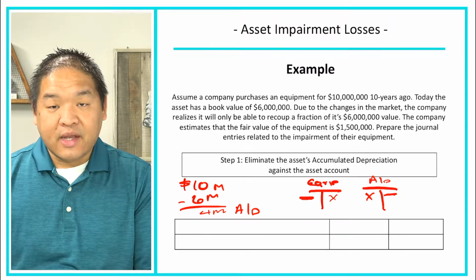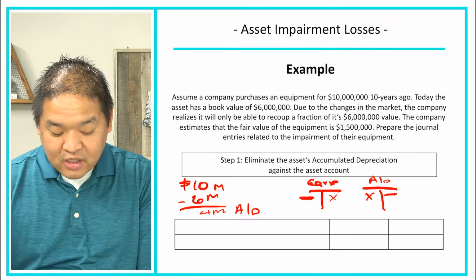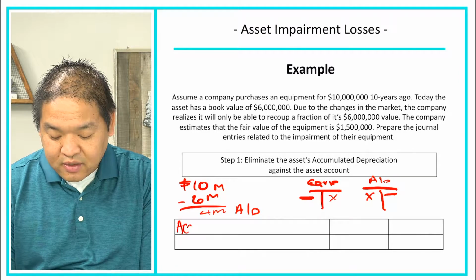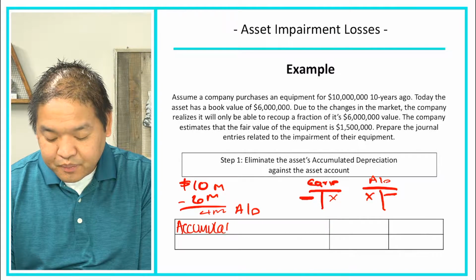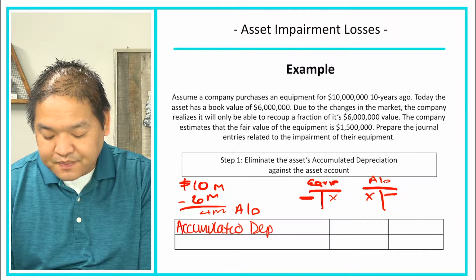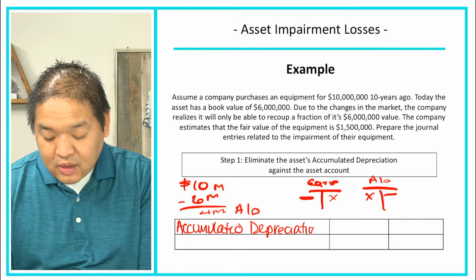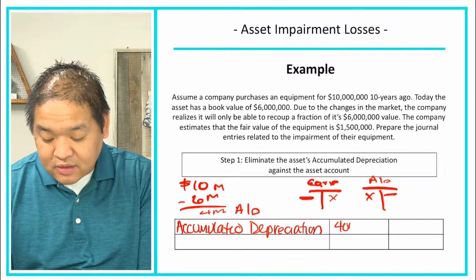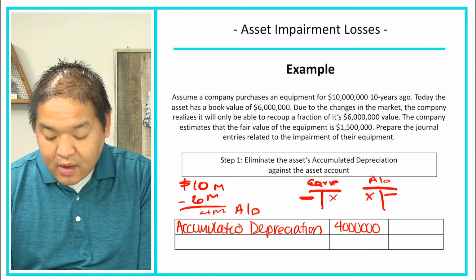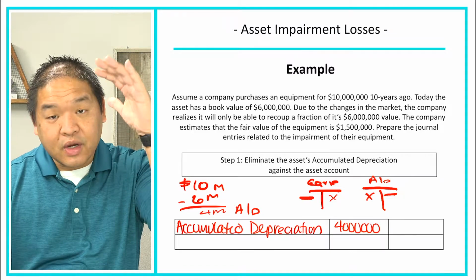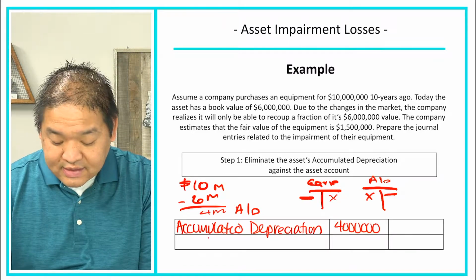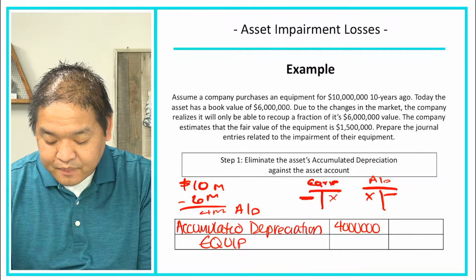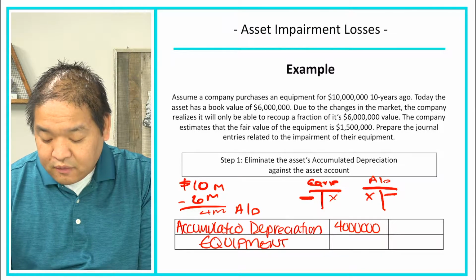So let's go ahead and write this down. So we know that we're going to debit accumulated depreciation in the amount of $4 million. And we're going to credit the asset, bringing the asset's value down. So in this case, it's an equipment for $4 million.